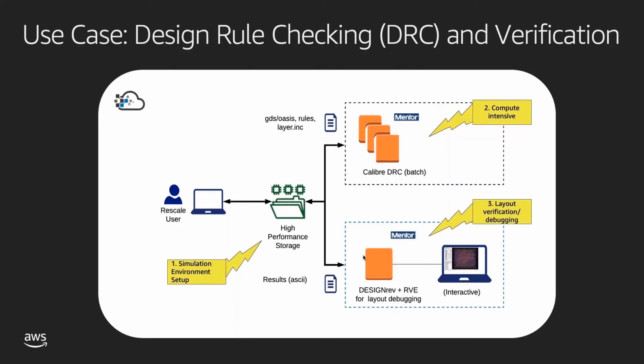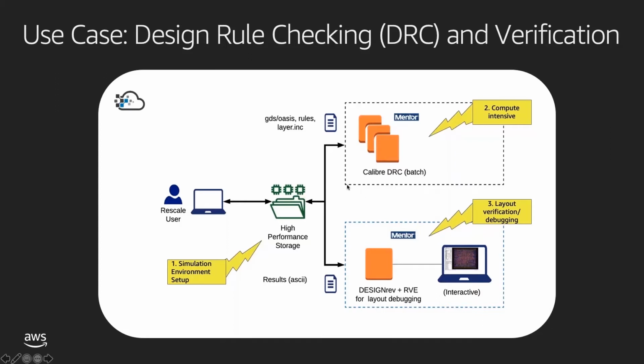If we look at this architecture and setup, there are three main pieces to it. The first is, before you launch a DRC run, you want to set up your simulation environment. This is where we use a feature called high performance storage on our platform. This high performance storage contains all your chip files, your layers file, your rules file, and whatever is necessary to run your DRC job. Once you have your input files available in your high performance storage, you can run DRC as a batch job.